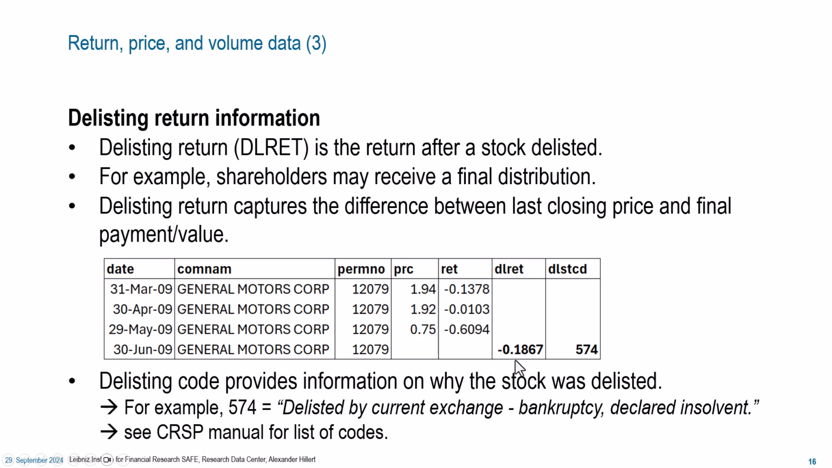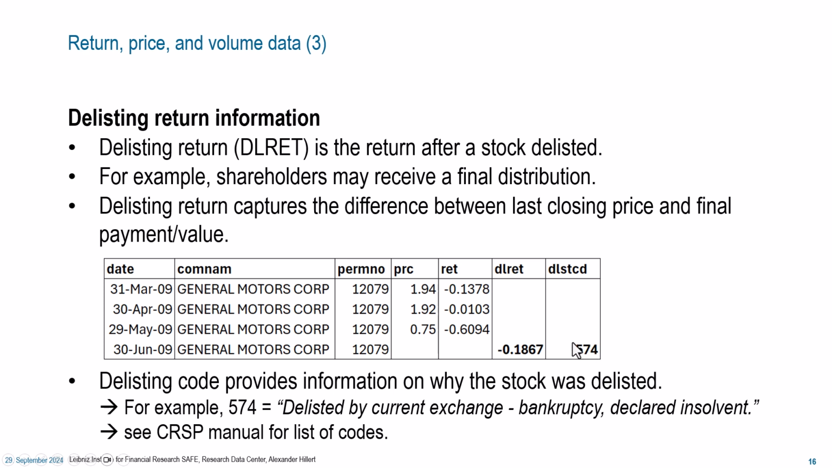However, in the end, shareholders received a liquidation payment which was lower than the 75 cents, and it was more precisely 18% lower. So we have a further loss of 18% relative to the last closing price. CRSP not only provides you with the delisting return, but also with further information on why a company was delisted. And this is in the variable delisting code. Here we have a value of 574, and you have to look at the CRSP manual to see what's behind this category. And the CRSP manual will tell you that 574 means delisted by current exchange, bankruptcy, declared insolvent, which makes perfect sense in the GM case.